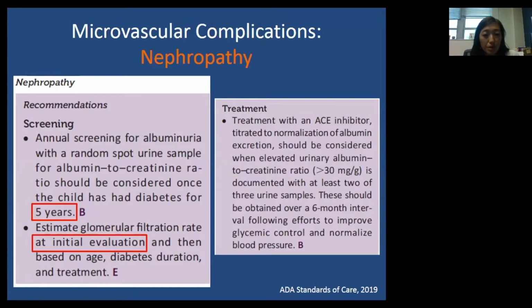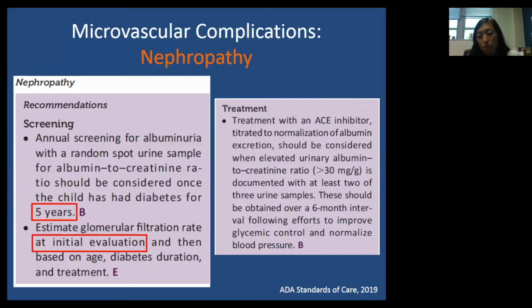So with nephropathy, generally you want to screen them with a urine albumin to creatinine ratio, but typically after 5 years of onset of diagnosis of type 1 diabetes. The GFR, the estimated glomerular filtration rate, can be assessed at the initial evaluation, and then continued to be followed and evaluated if abnormal.